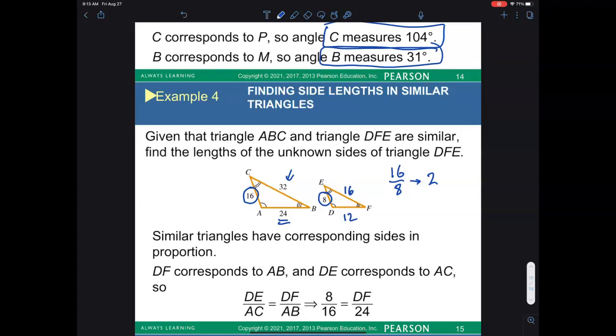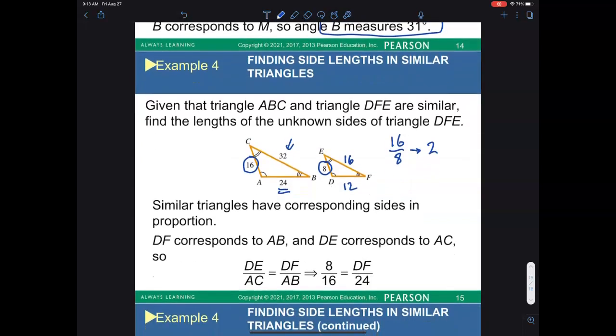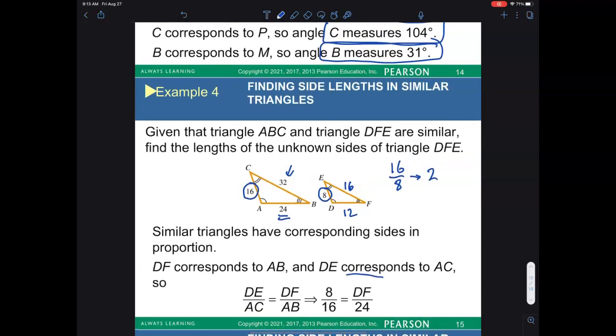Now, that's because this is a nice, easy ratio. One's twice as big as the other. So let's look at the process you would use. You can set up a proportion. A proportion is where two fractions are equal. And so basically, all corresponding sides' proportions will come out with equal fractions.